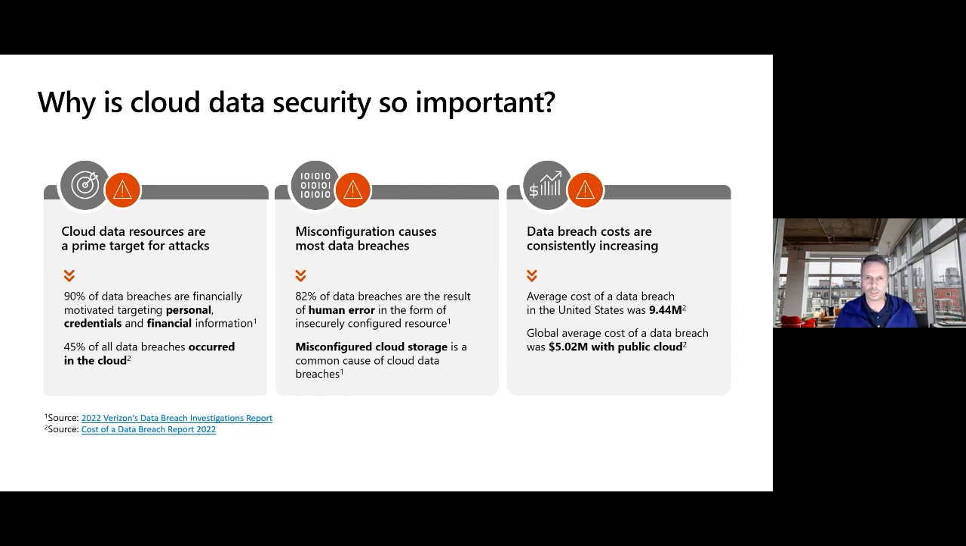So there's a need here to identify if you currently have a data breach that is a result of a misconfiguration, but also continuously look for that on an ongoing basis. The cost of data breaches is rising as well. In the United States, it's over $9 million. And in fact, on average, it's over $5 million. I think it's about a 12% increase from 2022.